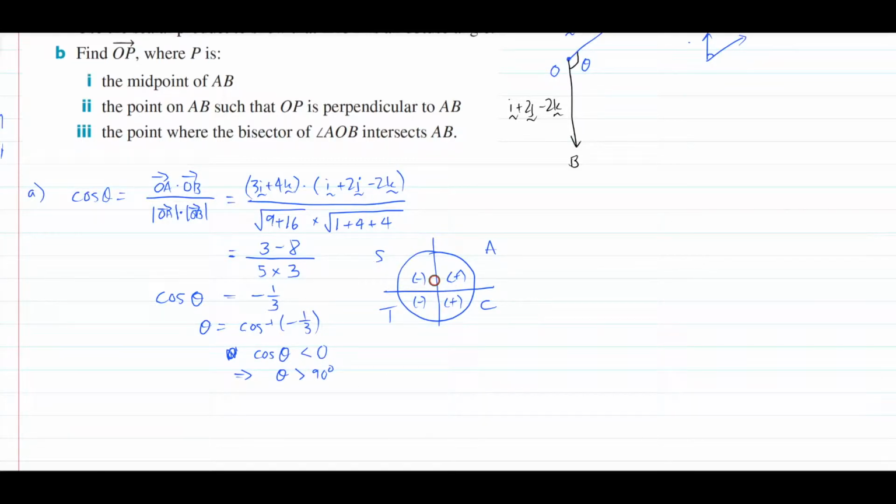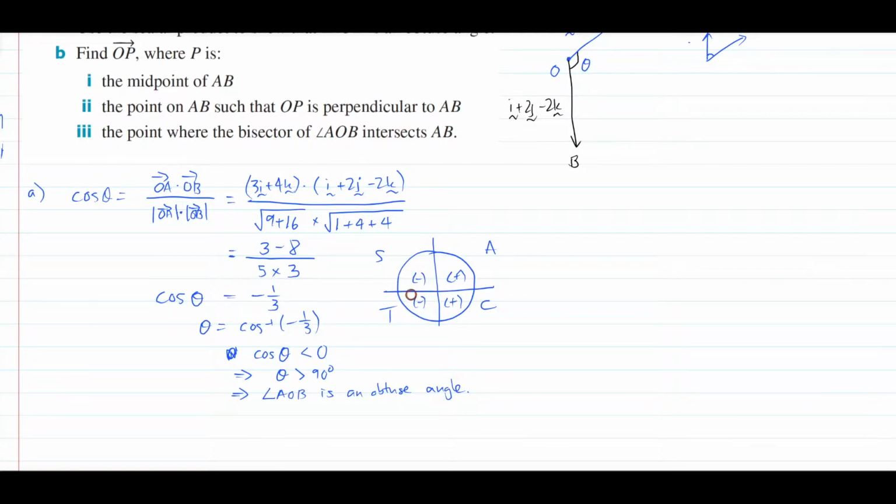Because if your theta is in one of these quadrants, that's definitely bigger than 90 degrees already, right? So that means that angle AOB is an obtuse angle, right? Is an obtuse angle, and there we go. So that's how you prove part A.